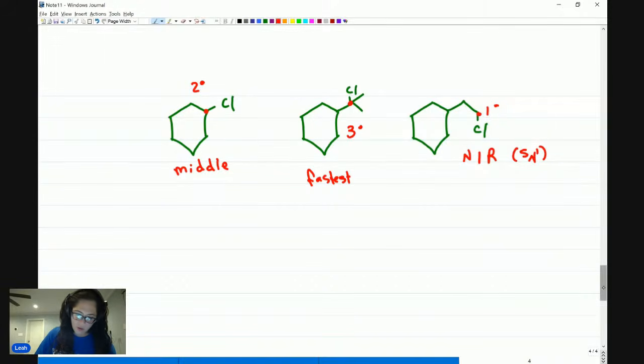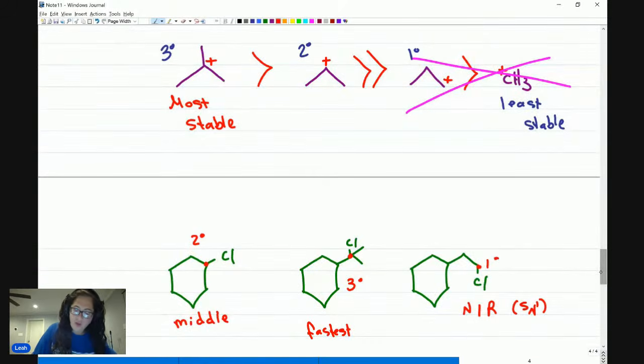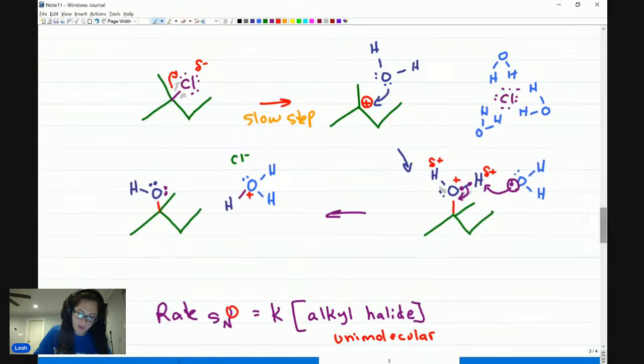And one more note I have is the carbocation formation is the slow step. I just want to make sure to reiterate, this is called the rate determining step, because this is where the rate of the reaction comes from.